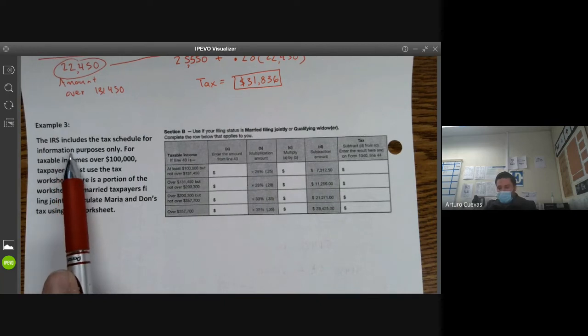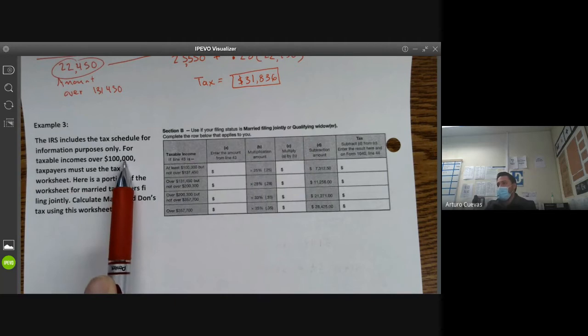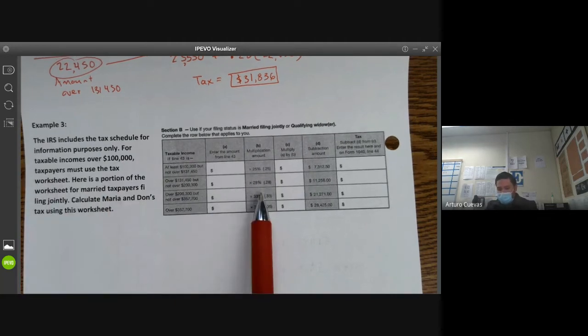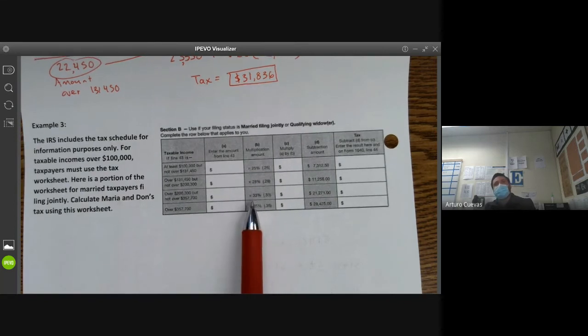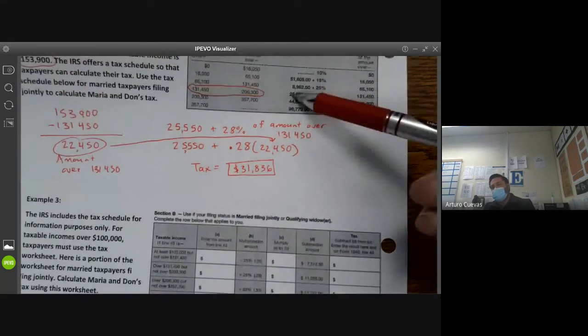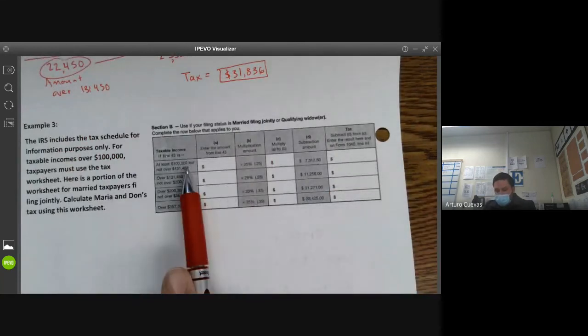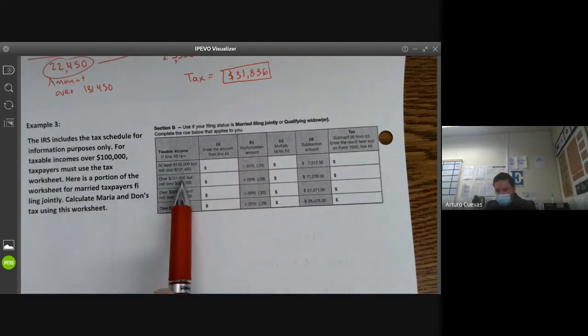All right, the IRS includes this tax table for people that make over $100,000, like Ben, right? Taxpayers must use the tax worksheet. Here is a portion of the worksheet for married taxpayers filing jointly. Calculate Maria and Don's using this worksheet. So you have the option of using the one that we use or this one. Okay. So which row am I going to use if we made 153,900? Row 1, row 2, row 3, or row 4?